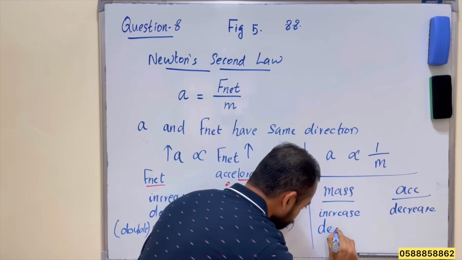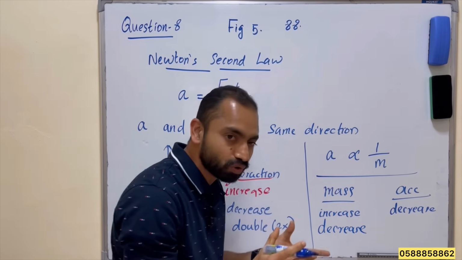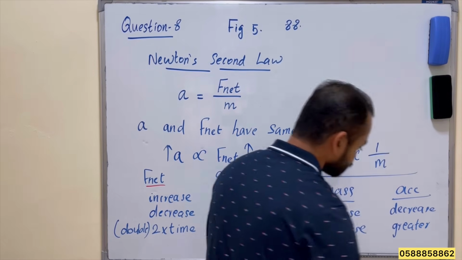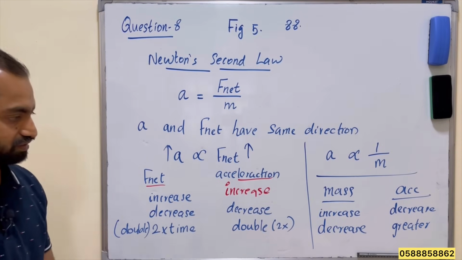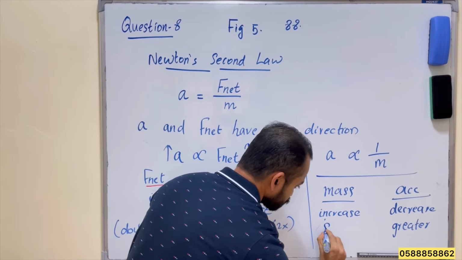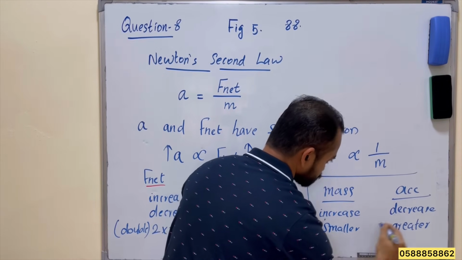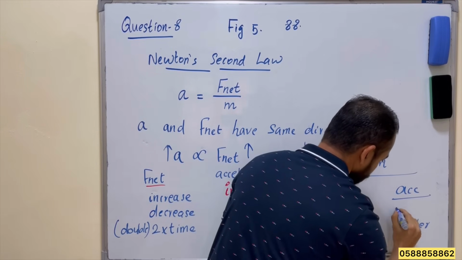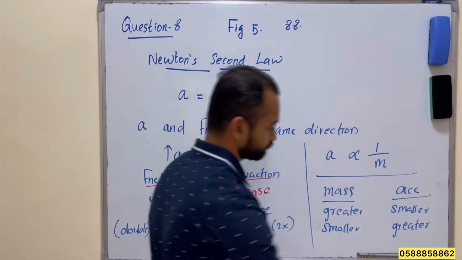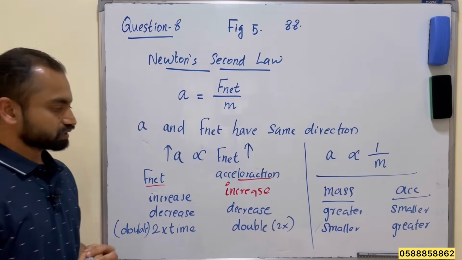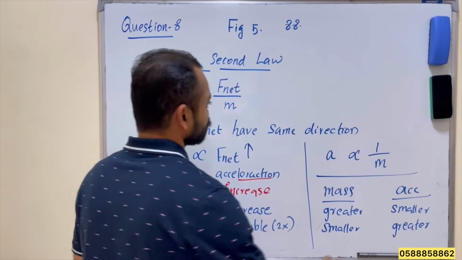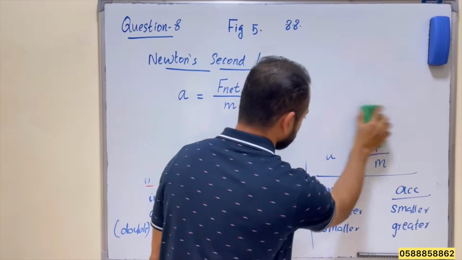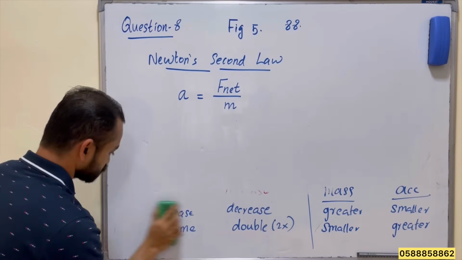When the mass of the object is smaller, what will be the acceleration? Acceleration will be greater. Smaller mass, greater acceleration. Greater mass, smaller acceleration, meaning less acceleration. So that is about the relationship between net force, acceleration and mass of the object. Now we will go to figure 5 in page number 88.